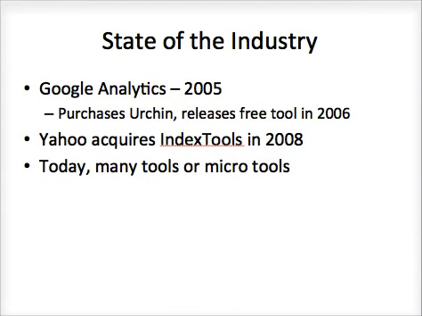Then in 2005, Google Analytics came onto the scene. And really, if you look at the web history from 1.0 to 2.0, this was the determining factor. This was the turning point. So Google purchases Urchin. Urchin was a kind of corporate analytics vendor. And Google then, a year later, turns around and releases the free tool, which we now know as Google Analytics.